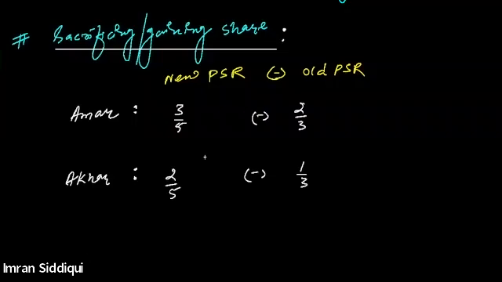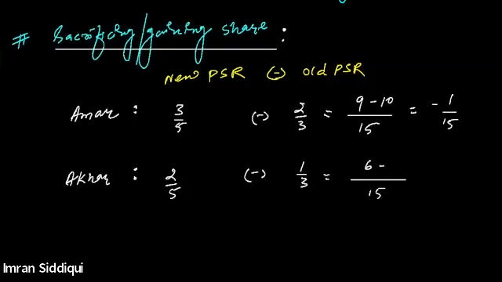So by preparing a working note, we will try to determine Amar and Akhar's gaining and sacrificing. For that purpose, you will subtract the old PSR from the new PSR. The new profit sharing ratio for both the partners is 3/5 and 2/5, and we will subtract 2/3 and 1/3 from their new profit sharing ratio. Now we will determine the values. It will be 15, 9 minus 10. That will give us minus 1/15. And this will give us 6 minus 5, so 1/15.